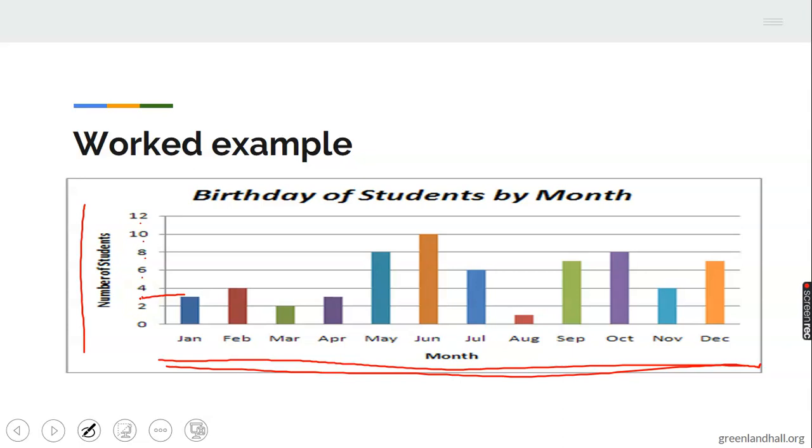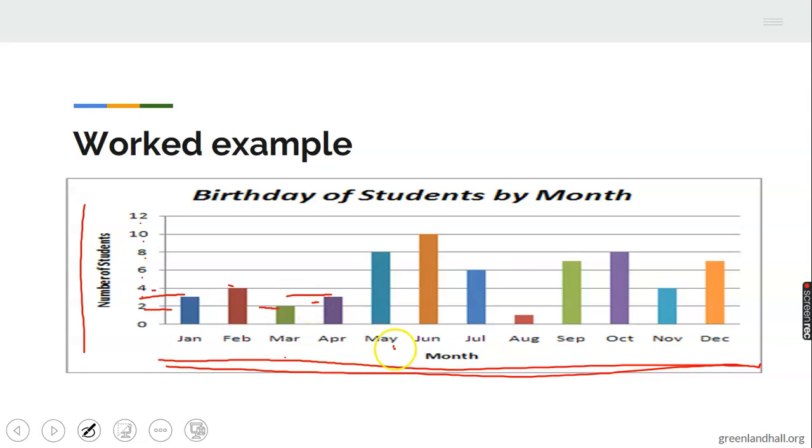Now let's go to February. February is standing on this lane of 4. Exactly. So we have how many children born in February? That will be 4. Then in March, you trace it down, you see it's 2. And in April, you trace it down, we have 3.